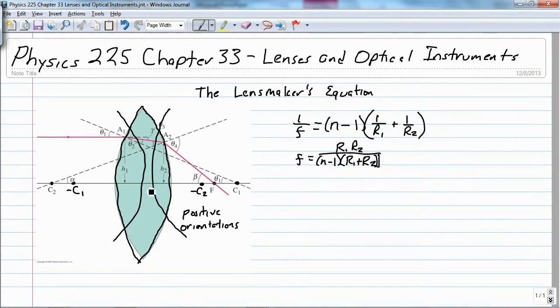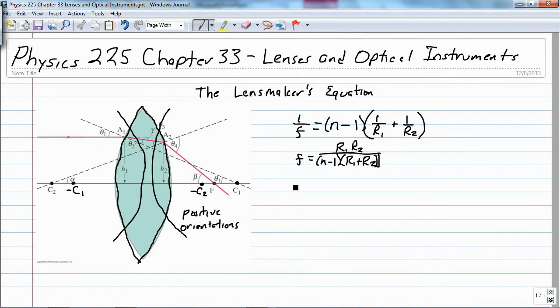Now, for the meniscus, one will be positive, one will be negative, and it will really depend upon the way the lens is, how the focal length will be calculated. Could be positive, could be negative. It really depends on the size of the radius.